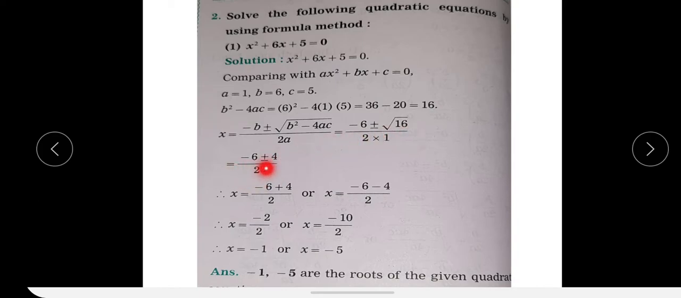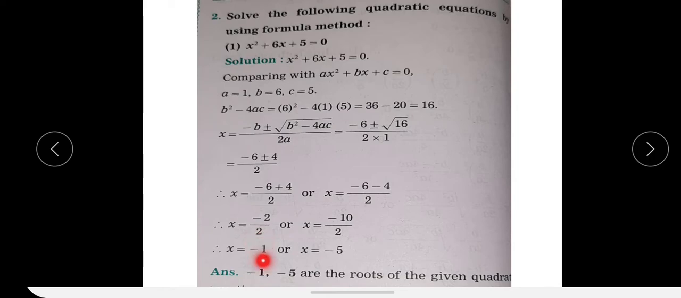That is minus 6 plus 4 separately, and minus 6 minus 4 separately, again upon 2 as it is. These are the two roots. Separate it and again solve it. Minus 6 plus 4 is minus 2.